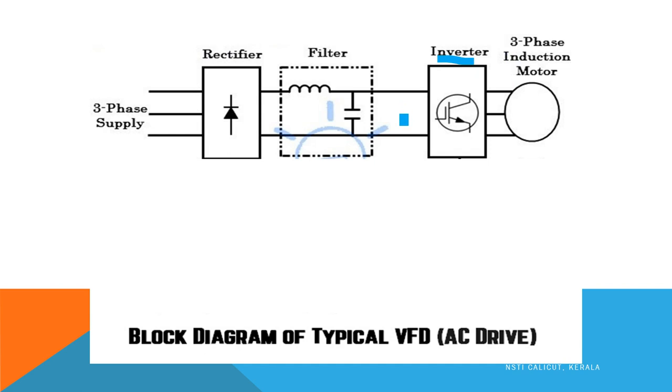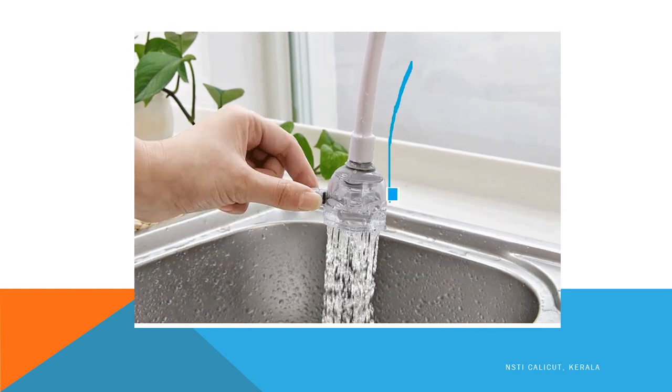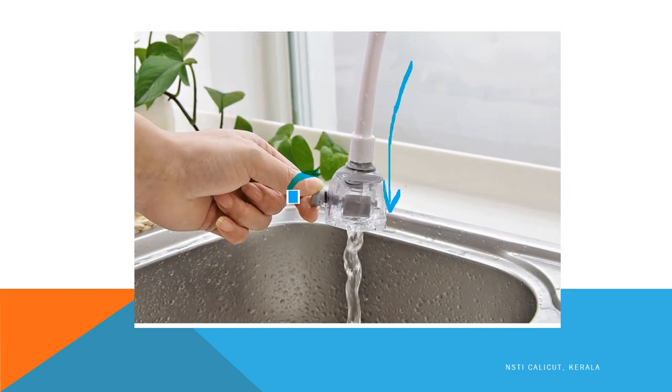So the inverter inverts DC to AC, and inside this the main component is generally a transistor known as IGBT, insulated gate bipolar transistor. The advantage is that it can handle very high powers and the switching operation is very fast. Let us see, if you are controlling water flowing, we can control the flow by just changing the knob.